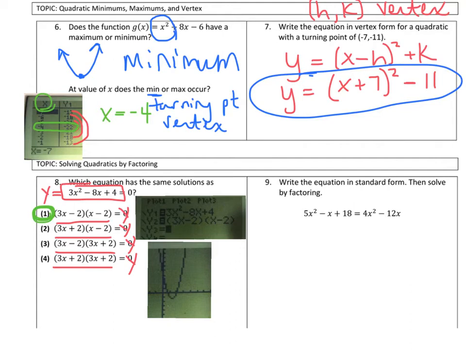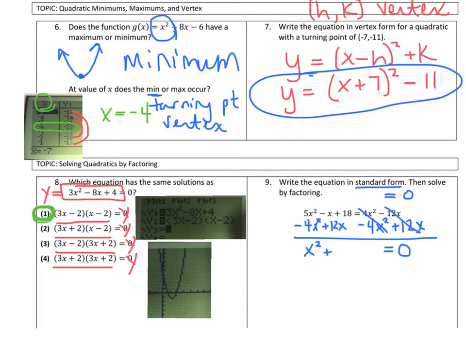Number 9: write the equation in standard form, then solve by factoring. Standard form, of course, means that everything is brought over and set equal to 0. So I need to move everything to one side. I'm going to subtract my 4x squared and add my 12x. Remember, I do the opposite, and then I line them up right underneath the like terms. These things cancel out, and I get 0 on the right, which is what I wanted. On the left-hand side, I have x squared, negative x plus 12x would be plus 11x, and then my plus 18.